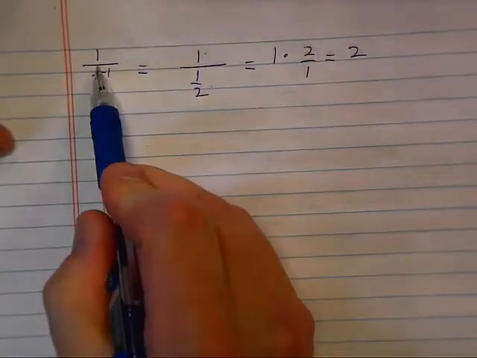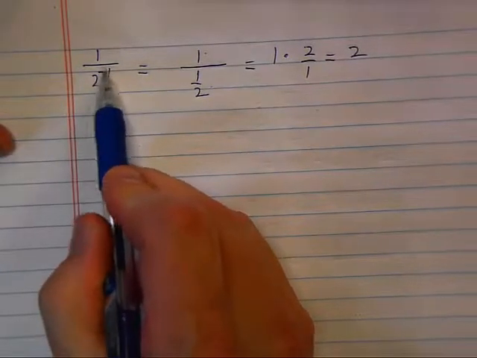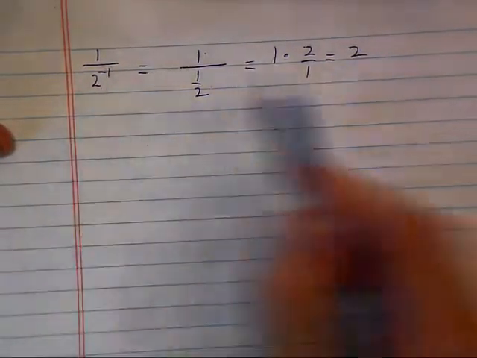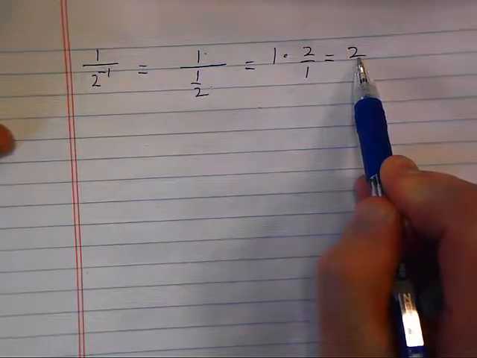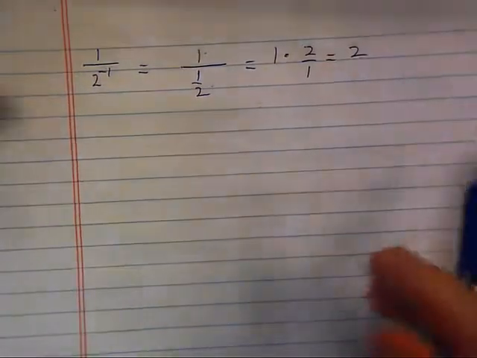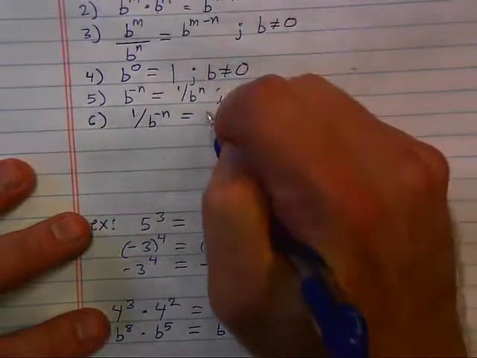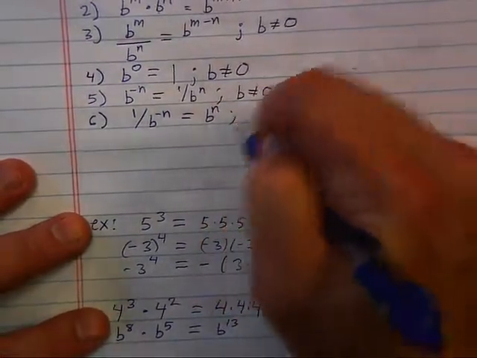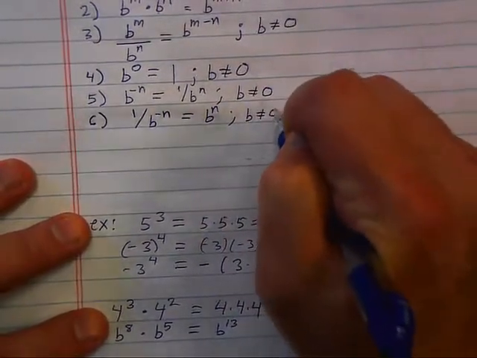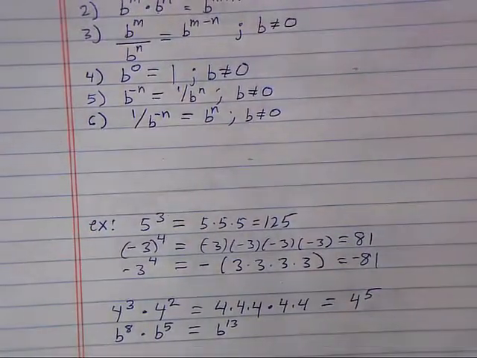So notice what this negative exponent did. This negative exponent started in the bottom. Where did this thing end up? It ended up in the top. All right, so that's rule number 6. If you have a negative exponent and the negative exponent is already in the bottom, all that happens is it moves to the top.